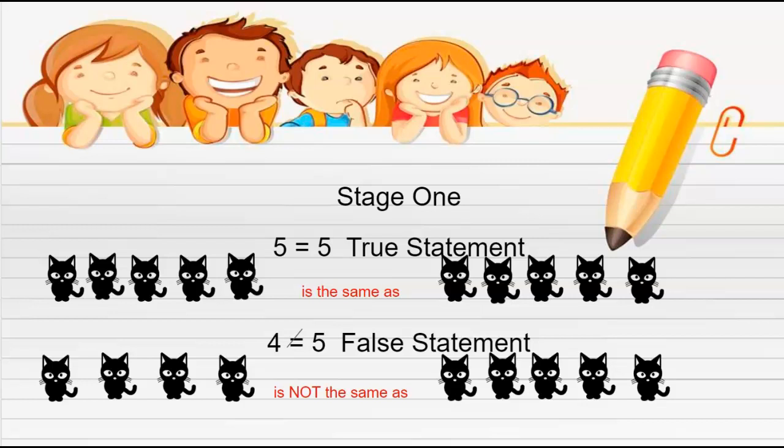Stage 1, 5 equals 5. True statement. 5 cats on one side is the same as 5. Now the next one is an example of a false statement. 4 is not equal to 5. It is not the same.